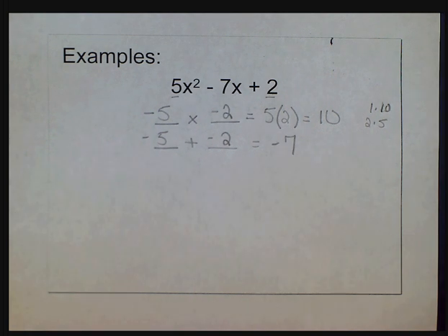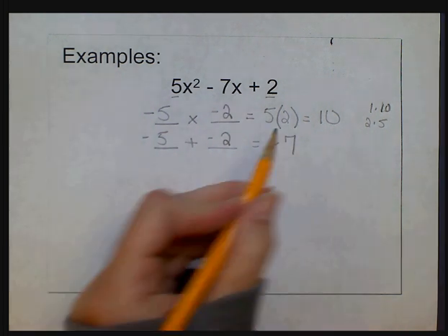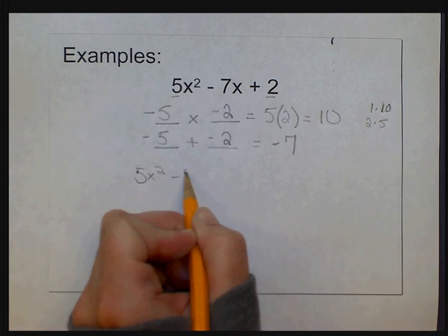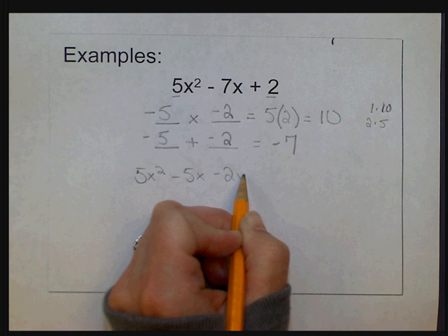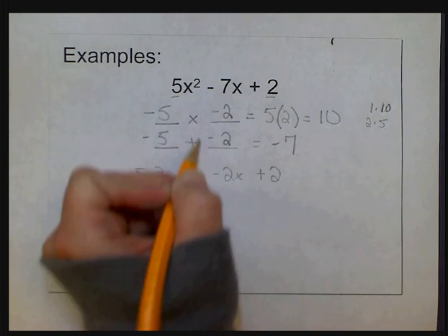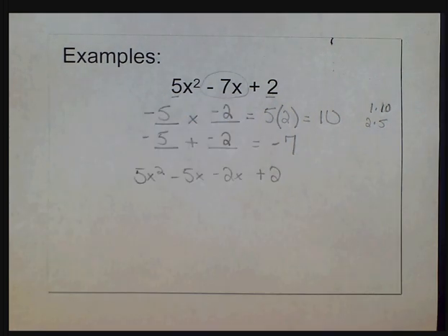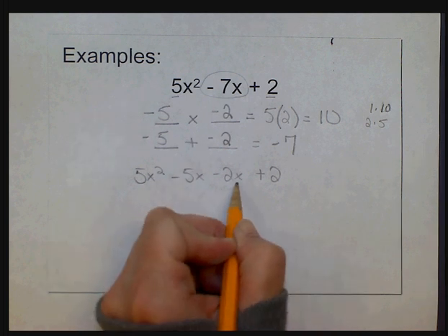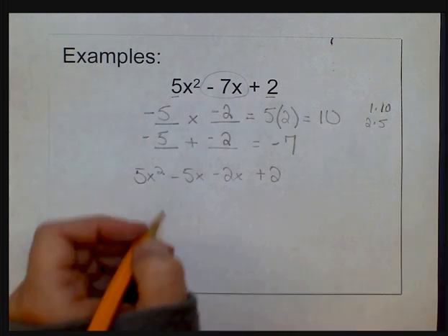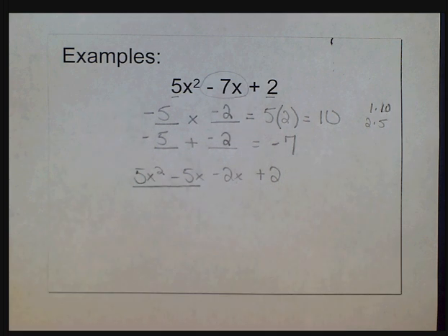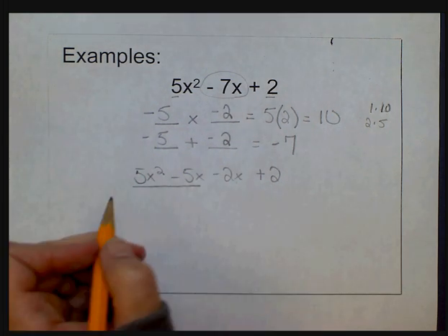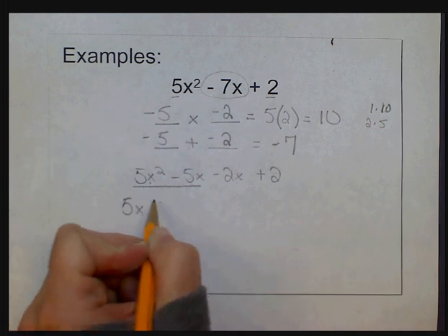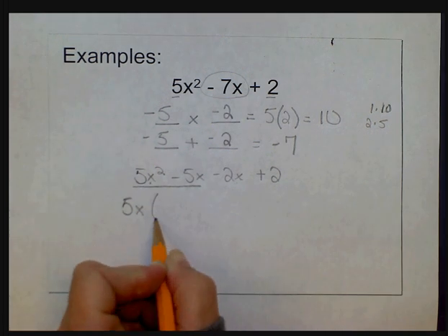Your step 2 is now to split up the middle term. So now we're going to write 5x squared minus 5x minus 2x plus 2. So we're going to replace the -7x with the -5x minus 2x. Alright, now we're ready to take the first two terms and factor out the common factor. 5 and 5 have a 5 in common, x squared and x have an x in common. So what's left over?